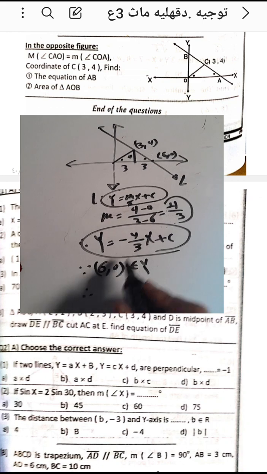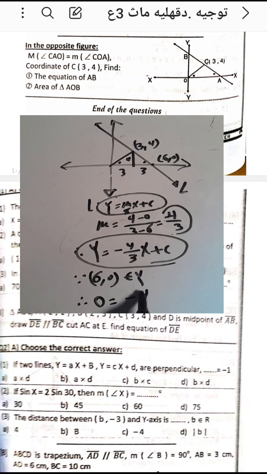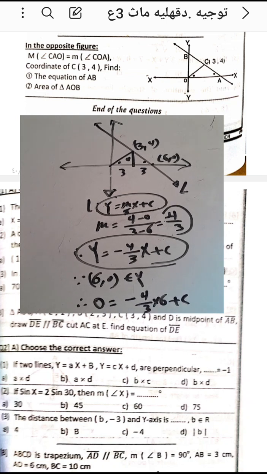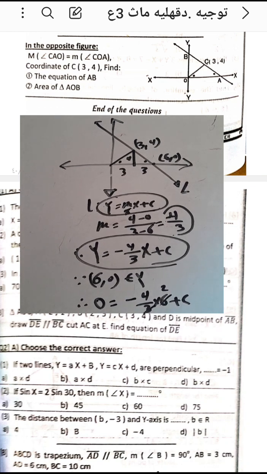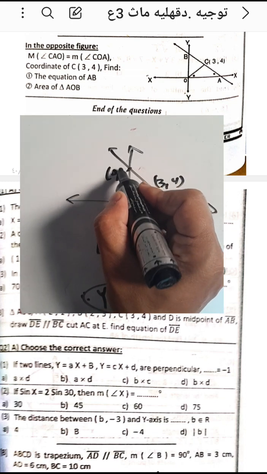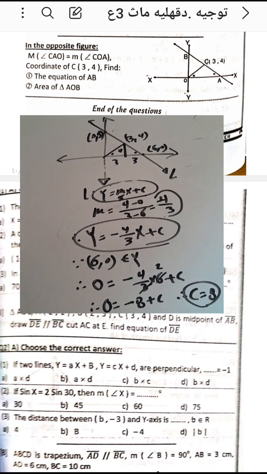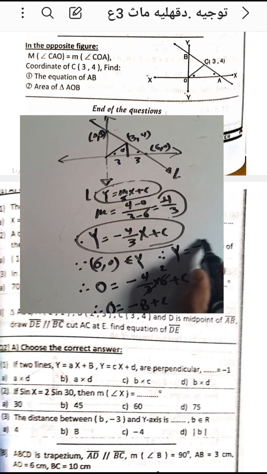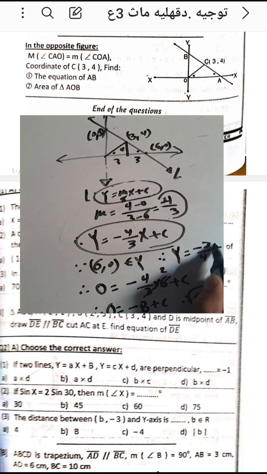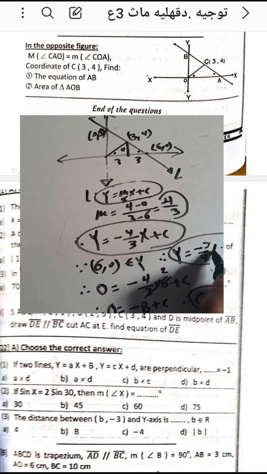But in this example, x equals 6 and y equals 0, then 0 will be negative 4 over 3 times 6 plus constant. Then 0 will be negative 8 plus constant. Then the constant here will be 8. Then the order here will be 0 and 8 about C here. Okay, then the equation will be y equals negative 4 over 3 x plus 8, the equation of the straight line.